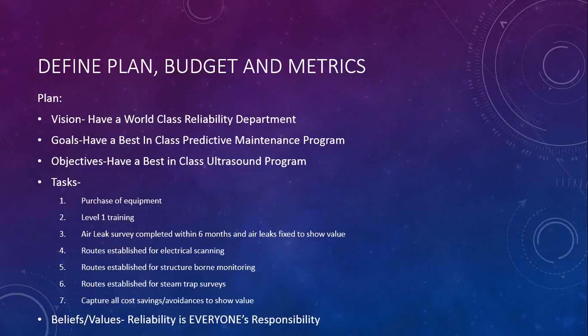And then I also follow that up by a set of beliefs and values. An example would be reliability is everyone's responsibility, not just the maintenance department. It's operations, engineering, safety, quality, all of your other departments. It's everyone's responsibility. Safety equals reliability. Same thing, quality equals reliability. Reliability is a business system.